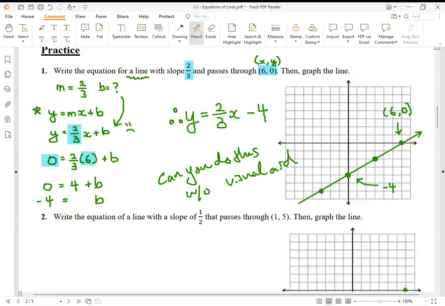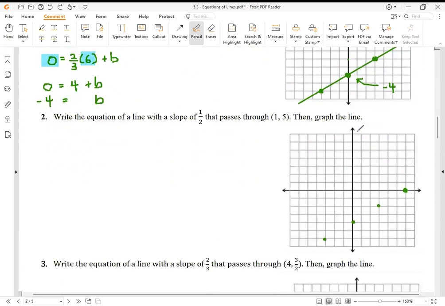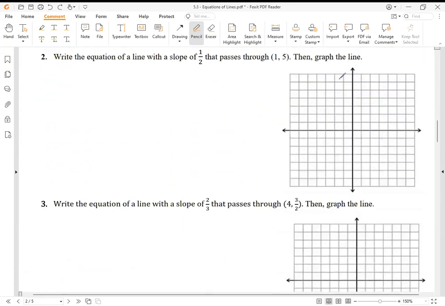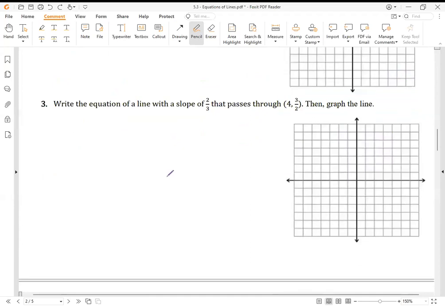Okay. Let's move on to something harder. So if you've been using the graph first, I'm going to ask you to try to do it without. Number 3, let's do that together. This one's a little harder because it's got some fractions inside the point.